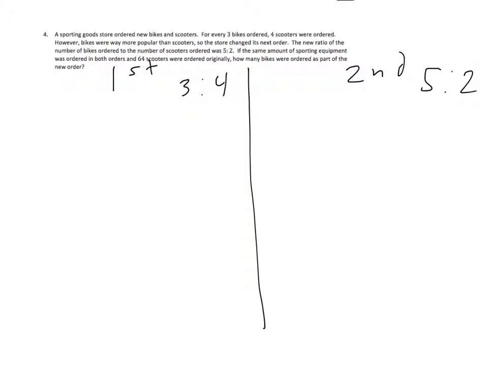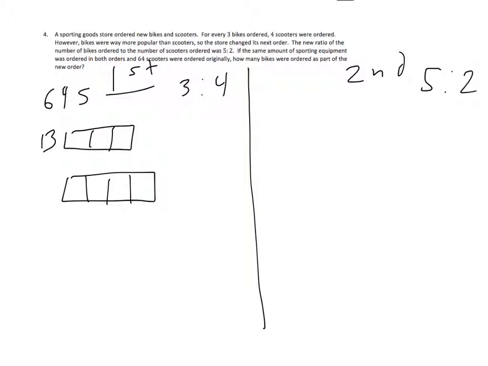We know there are 64 scooters ordered in the original, or first, order. So we know there were 64 scooters under the first order. Well, let's use our tape diagram to help us figure this out. 3 bikes, and then we have 4 scooters. Okay, well, if we know that there are 4 sections of scooters and it's going to make 64, how much is each section going to be? Well, we can do 64 divided by 4, which will be 16. So we know 16 is in each section.